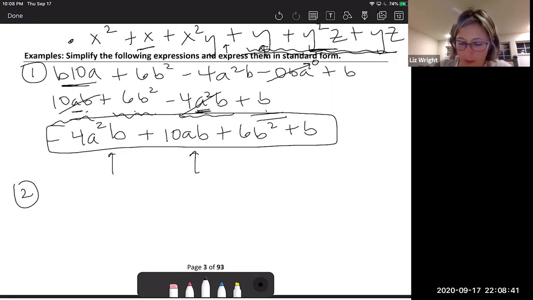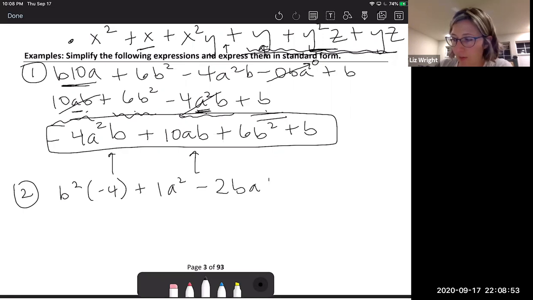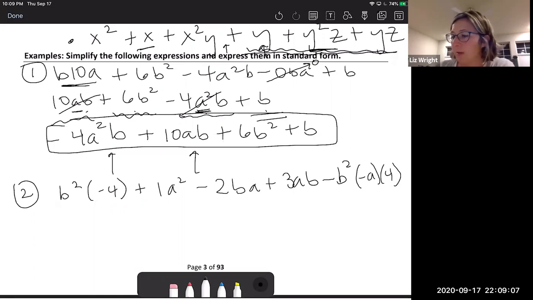So for our next one, I want to try b squared times -4 plus 1a squared minus 2ba plus 3ab minus, I'm going to have to write small, b squared times a -a times a 4. So again, I urge you to pause the video and try it out on your own first and see how your answer compares. And then just kind of fast forward to check the answer and see if you did it right. If you didn't, go back and watch the process.